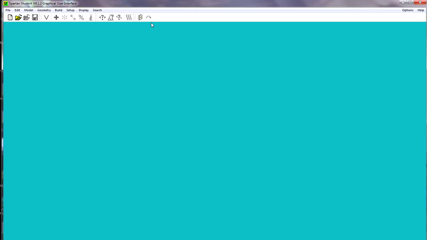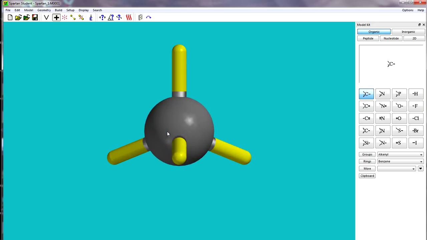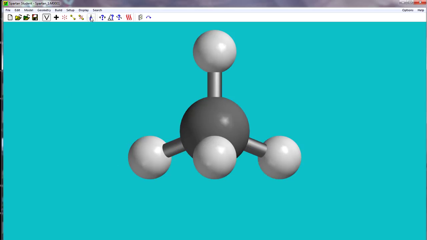Hello again. The other day I used Mole Calc to examine the vibrational motion of carbon dioxide and nitrous oxide and water. And today I'm going to use Spartan, the student version, to look at the calculated vibrations of methane. So let me begin by creating methane. Make it a little bigger. So there's carbon with the four bonds, and then we put the hydrogens on.